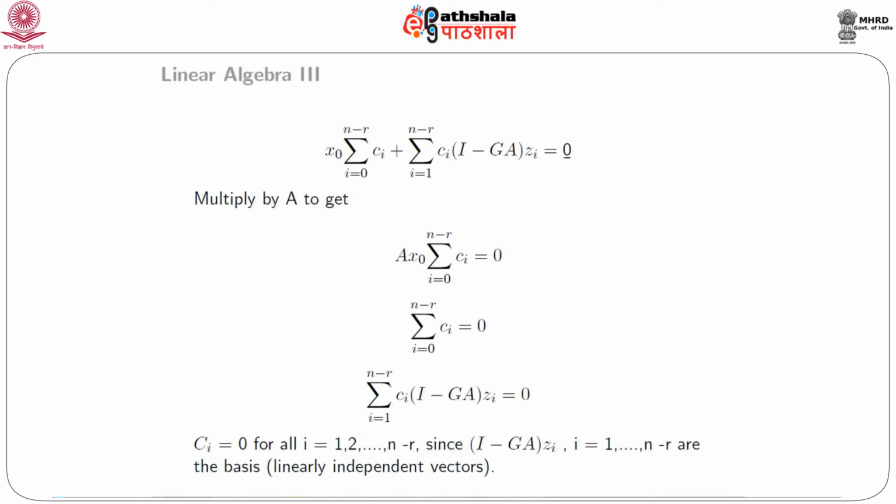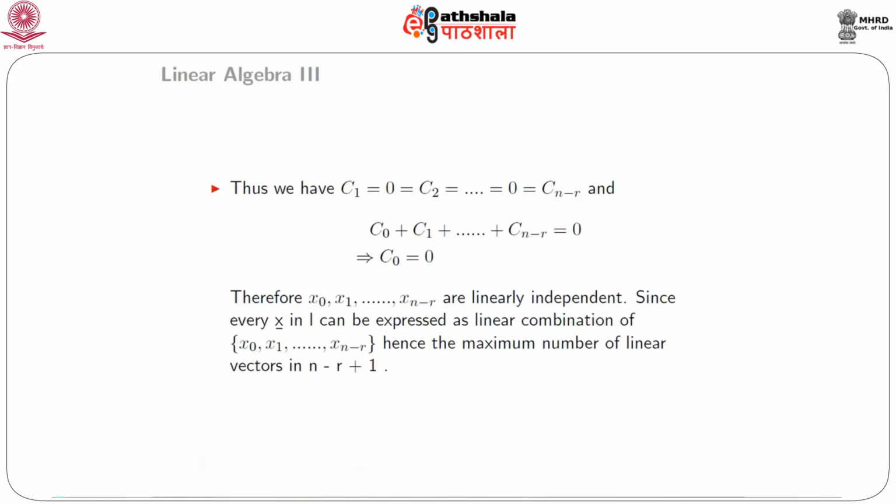So, the third sum is also equal to 0. Ci equal to 0 for all i, since (I minus GA)zi are basis linearly independent vectors. Thus, we have all the Ci equal to 0. Therefore, their sum is equal to 0. Therefore, C0 is equal to 0. Therefore, the xi's are linearly independent. Since every x in L can be expressed as a linear combination of xi's, the maximum number of linearly independent vectors is n minus r plus 1.